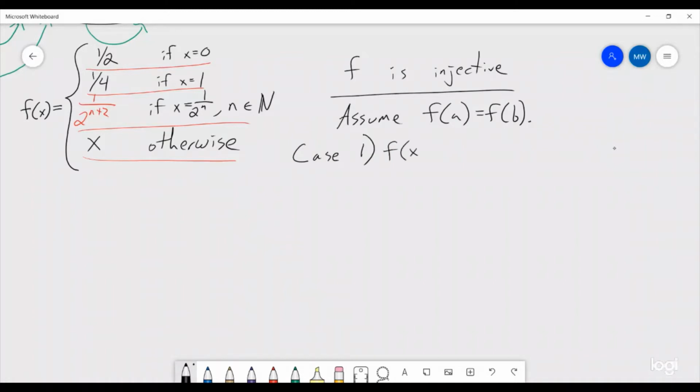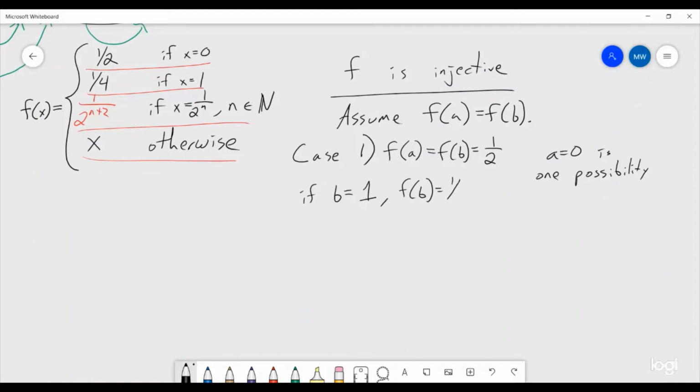f of a equals f of b equals 1/2. We know that a equals 0 is one possibility. We now need to show it is the only possibility. If b is equal to 1, then f of b is equal to 1/4, which is not 1/2. So we're good there.